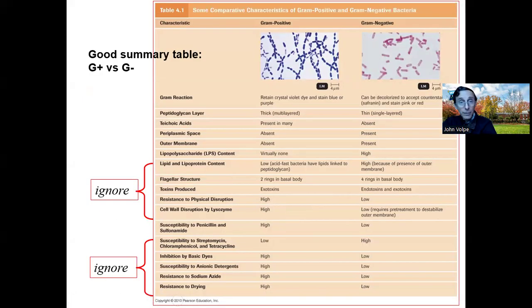This table is showing you the different summary between a gram-positive cell and a gram-negative cell. You can ignore all the lower portions of this table.